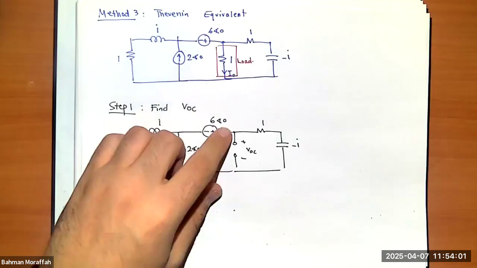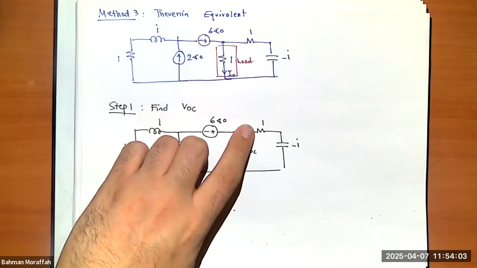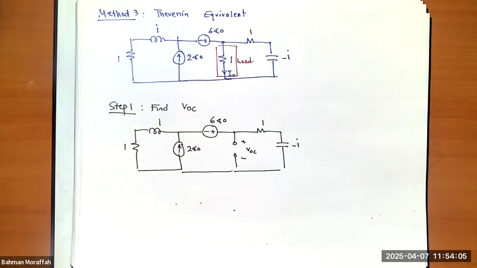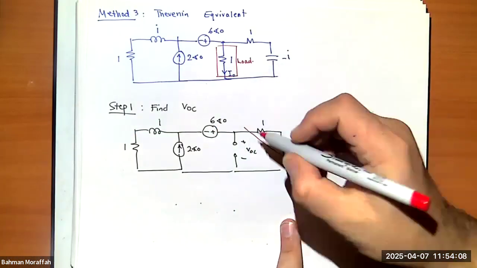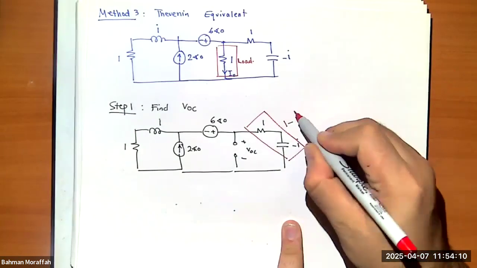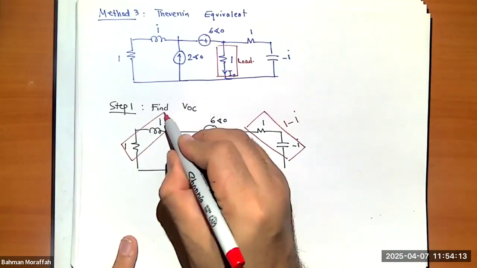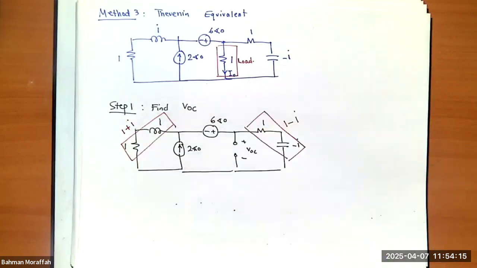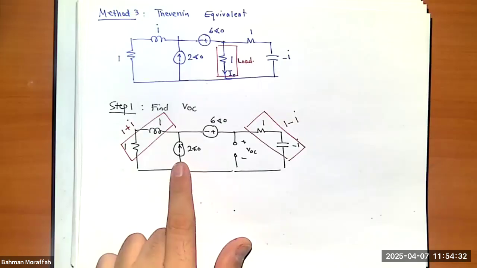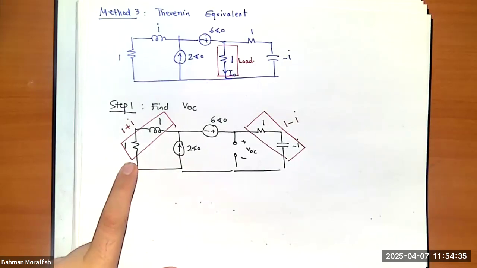Do you agree V open circuit is voltage across these two elements together? Well, I can combine them. So I'm going to combine this and write it as 1 minus I. I can also combine this as 1 plus I. Right? Again, there are many different ways of finding this V open circuit. I'm going to take the hardest route because I want to show you a bunch of things. Do you agree this current source is in parallel with this 1 plus I?